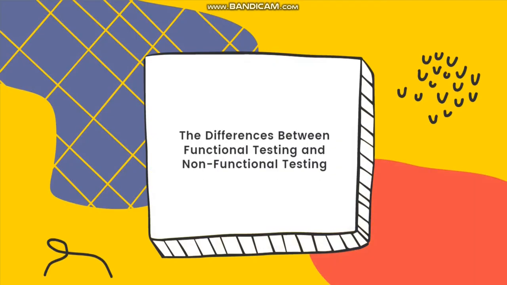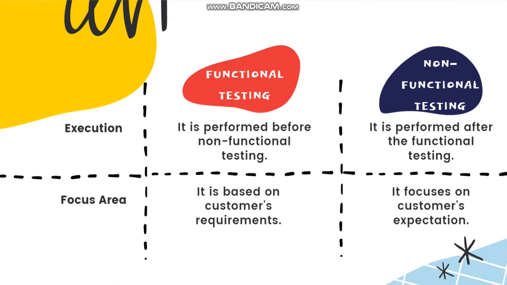Next, the difference between functional testing and non-functional testing. First, execution. Functional testing is performed before non-functional testing, and non-functional testing is performed after functional testing. And next, focus area. Functional testing is based on customer requirements, and non-functional testing focuses on customers' expectations. So, functional testing is based on customer requirements, whereas non-functional testing is based on customers' expectations.